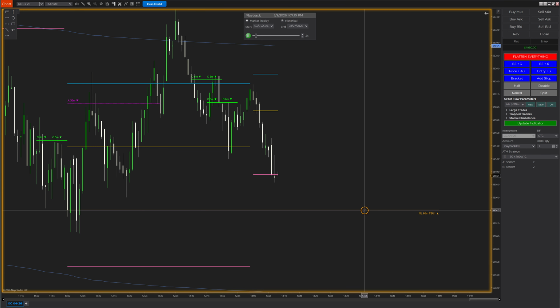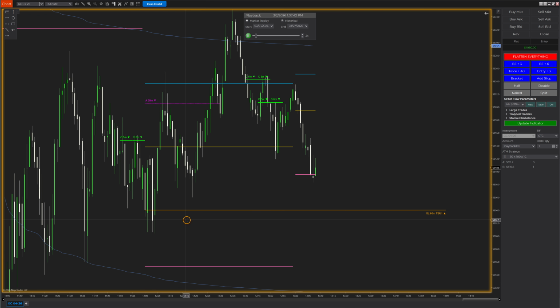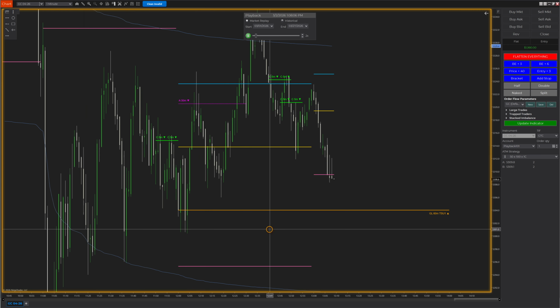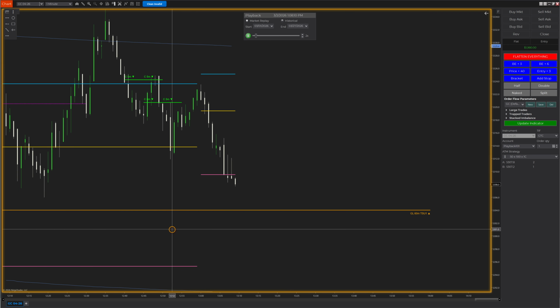We do have this trend start up here, which has not been wicked yet, has not been touched. So what that means is this hour made a higher high than the previous hour, and this hour was a higher high. So this is now our hourly trend start up. So I could definitely see it headed there.